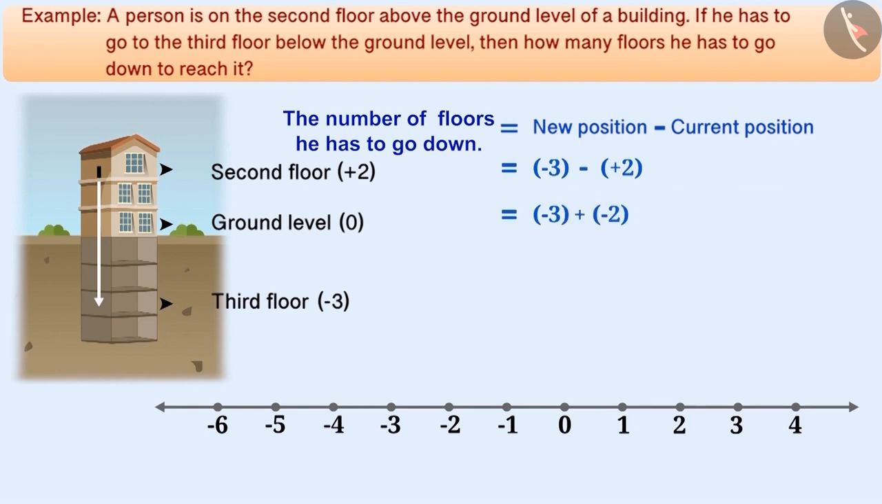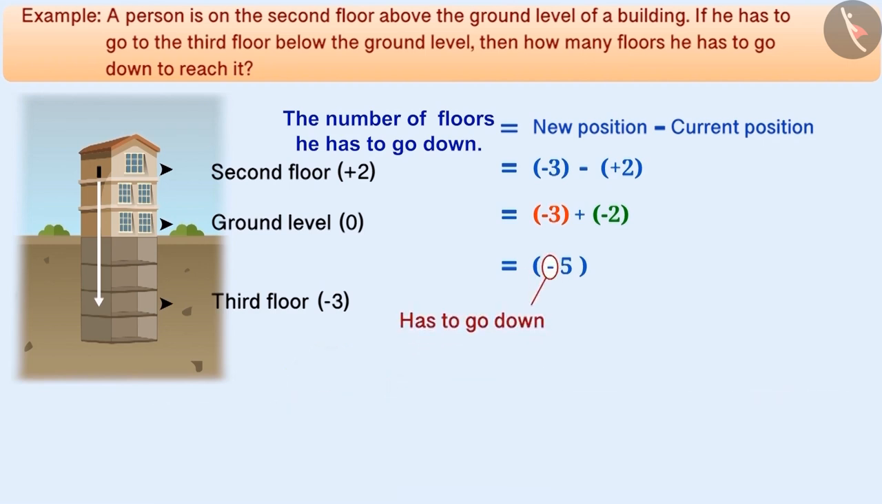To solve this, we will draw a number line of integers. The first number is minus 3, so we move 3 steps to the left of 0. The other number is minus 2, so we move 2 steps to the left of minus 3. By doing so, we reach minus 5. The negative sign indicates that the person has to go down, and the number 5 indicates the number of floors. Therefore, from the second floor above the ground level to the third floor below the ground level, the person has to go down 5 floors.